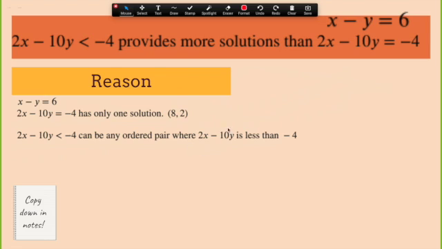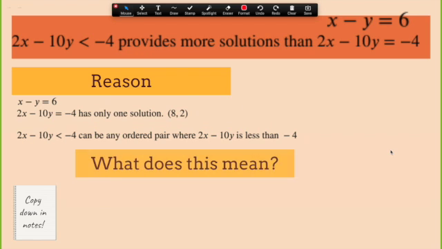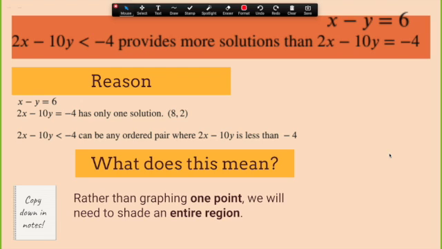So if this solution here turns out to be less than negative 4, then it is still a solution to this inequality statement. And what that means is that rather than just getting 1 point, we're going to need to shade an entire region, a region where those ordered pairs will be less than negative 4. Or once you plug in those ordered pairs, you get an answer that's less than negative 4.